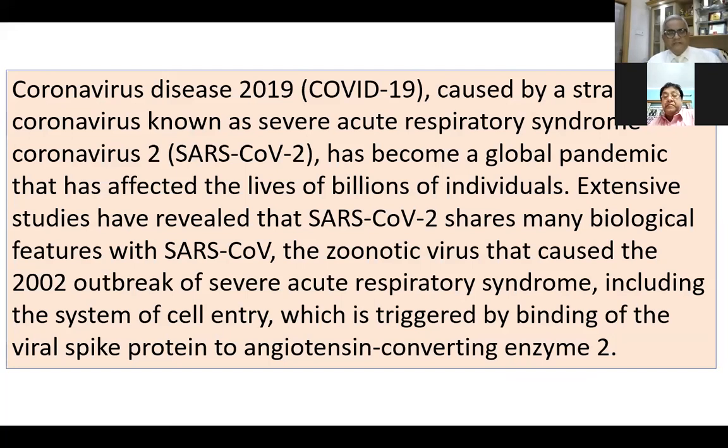Extensive studies have revealed that SARS-CoV-2 shares many biological features of SARS-CoV, which is primarily a zoonotic virus that caused the 2002 outbreaks of severe acute respiratory syndrome, including the system of cell entry, which is triggered by binding of the viral spike protein to angiotensin converting enzyme 2, or ACE2.